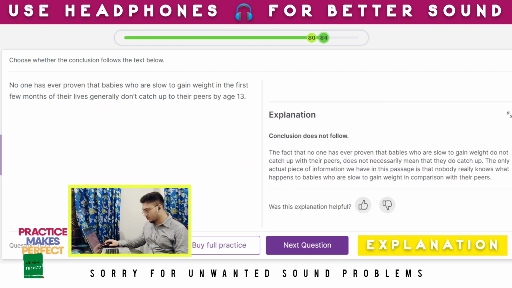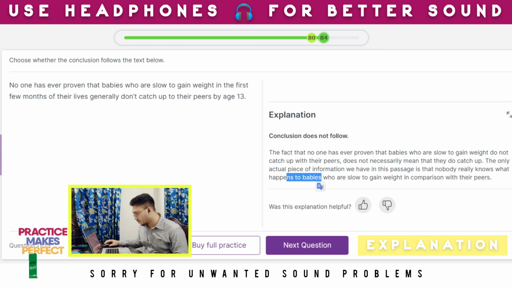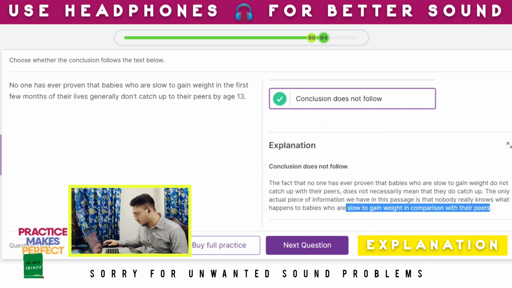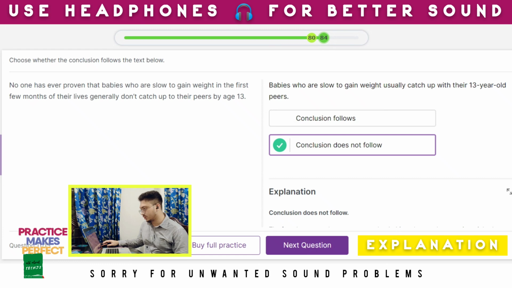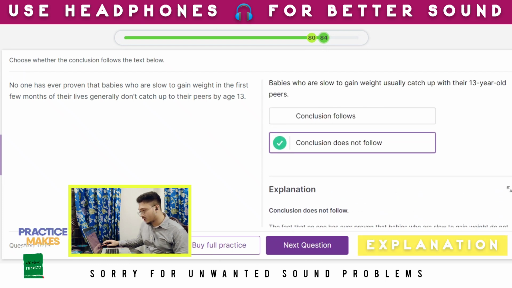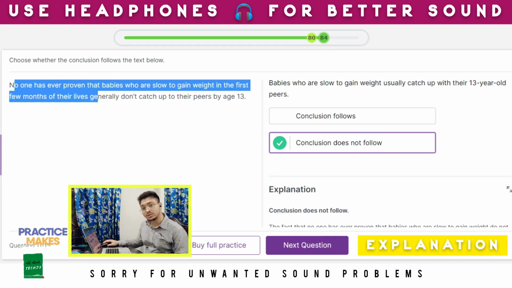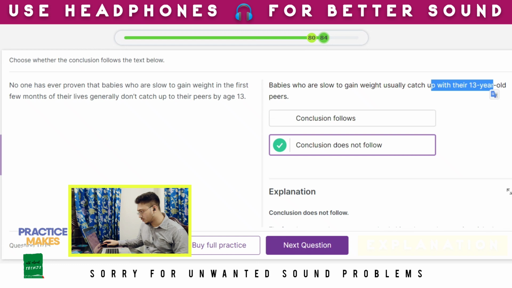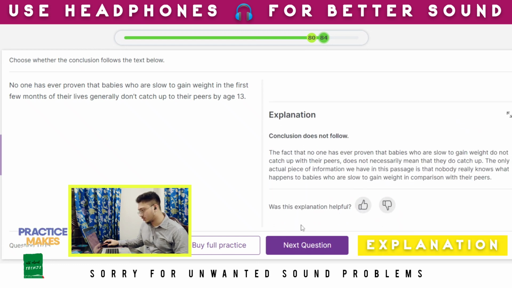For this one, the conclusion doesn't follow, so the only actual piece of information that we have in the passage is that nobody really knows what happens to the babies who are slow to get weight in comparison to others. So you cannot say exclusively that the babies who are slowly gaining weight will catch up with the 13 year olds, because it didn't say anything like that. If we read this completely, they do not match. I mean, the conclusion should not be this one. That's why the conclusion does not follow.